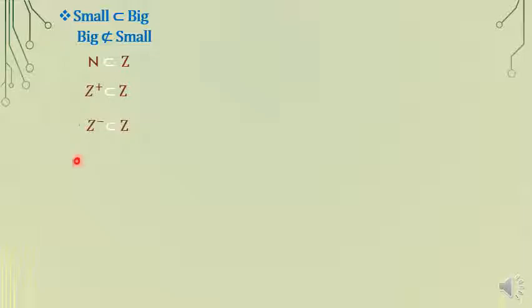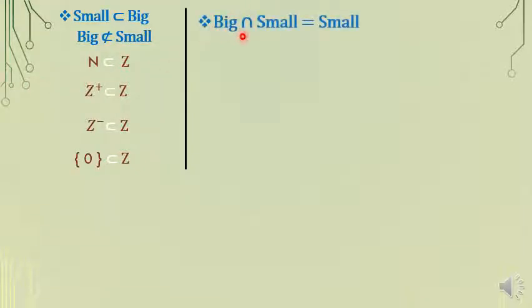We know that if we have a set that is a subset of another set, all the time the small set is a subset of the big set, and the big set is not a subset of the small set. Here we have N subset of Z, Z positive subset of Z, Z negative subset of Z, set of 0 subset of Z. So the big set which we have here is Z. And when we have a set that is a subset of another set, the big set intersect the small set, the answer will be the small set all the time.